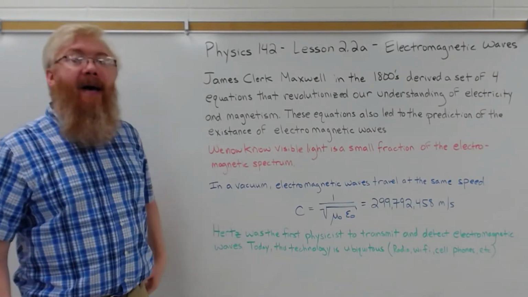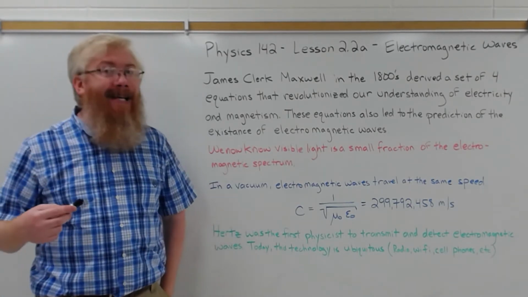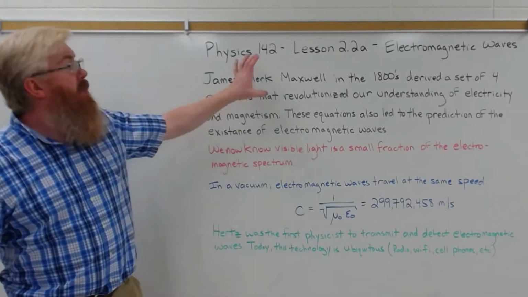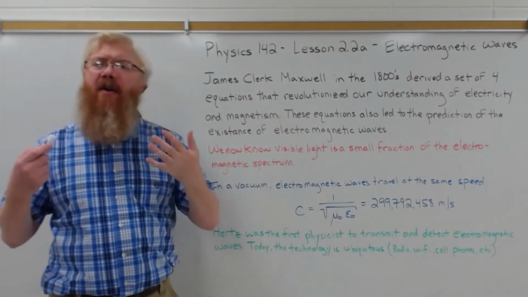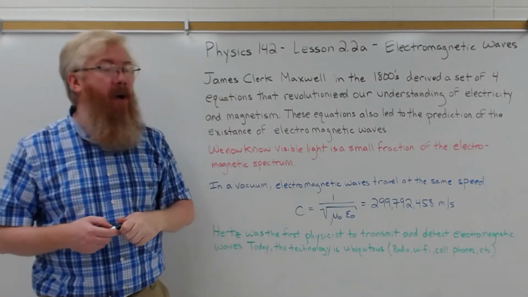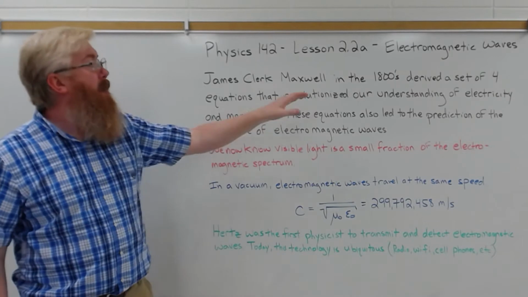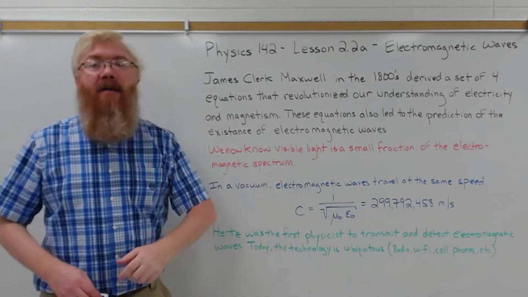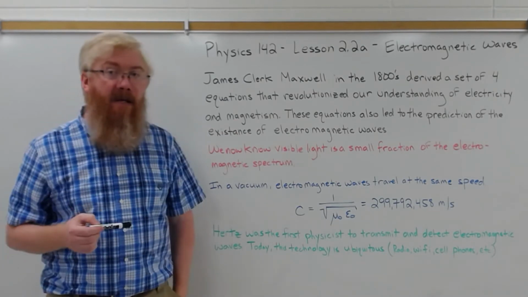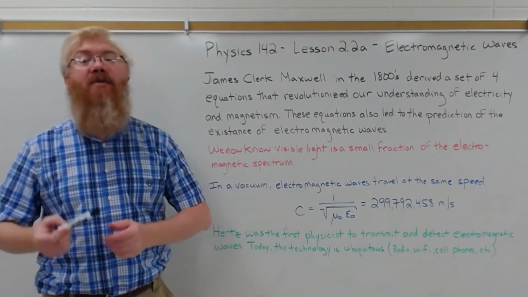Well, James Clerk Maxwell, probably one of the most brilliant theoretical physicists to have ever lived, took all of the work done by Michael Faraday and Ampere and other contemporaries and organized it together in a set of 4 equations that revolutionized our understanding of electricity and magnetism. So these are called Maxwell's equations today.